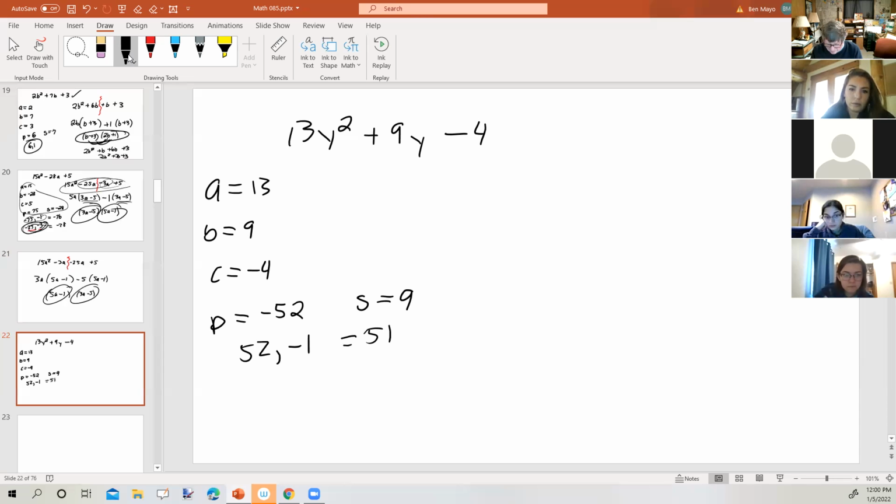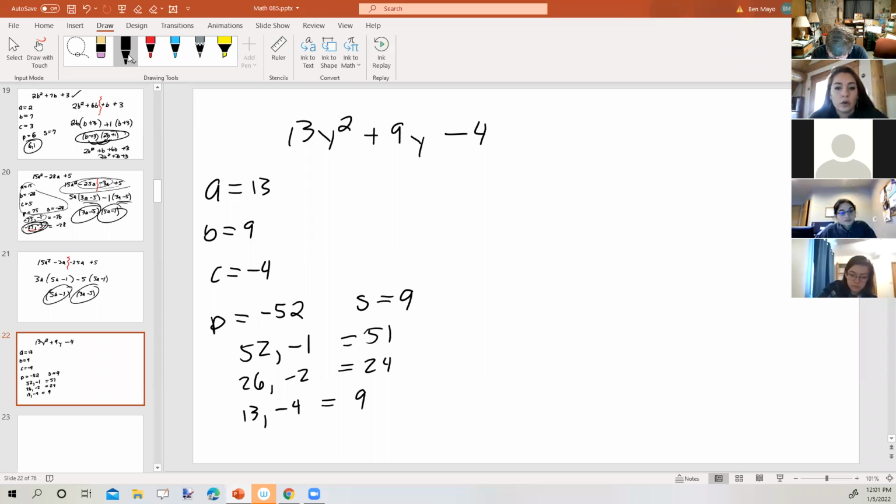So that's not right. What if I cut this one in half? Let's see, 26 and negative 2. Well, that would give me a sum of 24. What if I cut that one in half? 13 and negative 4. Bingo.